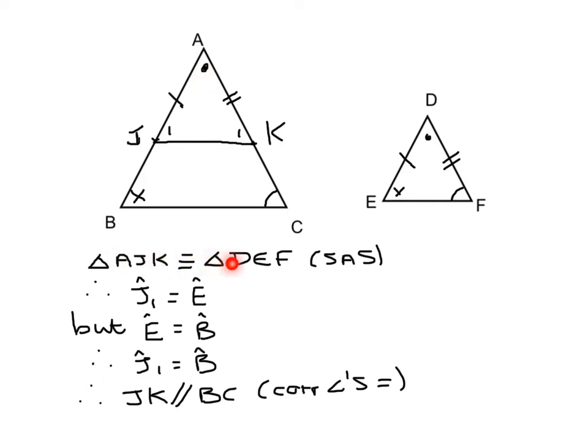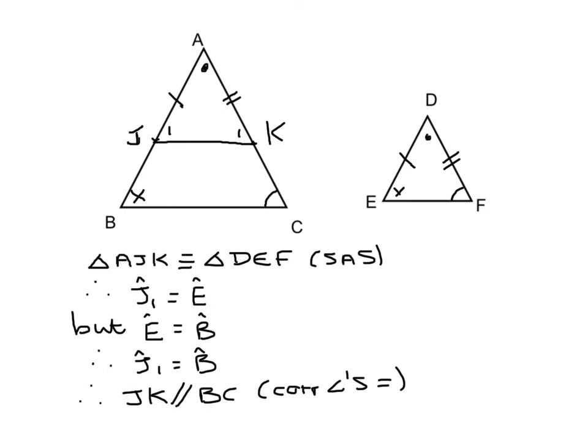Hence, AJK is congruent to DEF, reason side angle side. Obviously, you'd have to write that all out properly. You can see your textbook for that. Now, because those two triangles are congruent, we can conclude that angle J1 has to equal angle E. However, angle E is equal to angle B because that was given. So if J1 is equal to E and E is equal to B, then obviously J1 is equal to B.